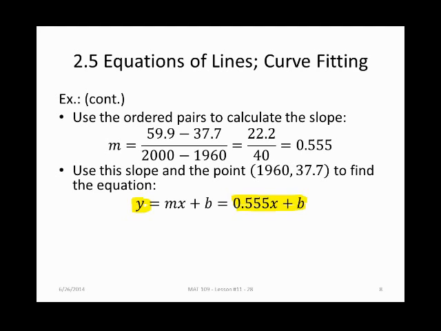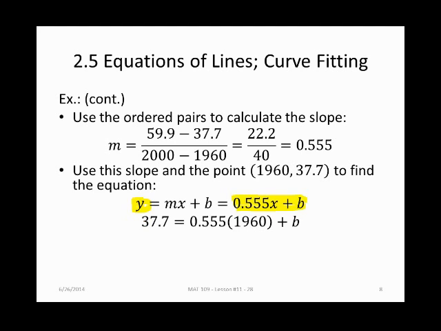This time, instead of the point slope form, I'm going to use the slope intercept form. I'm going to plug this value for m in here, and that gives me that equation. So my equation is this, but it's not finished yet because I don't know b. I have to find the value for b.